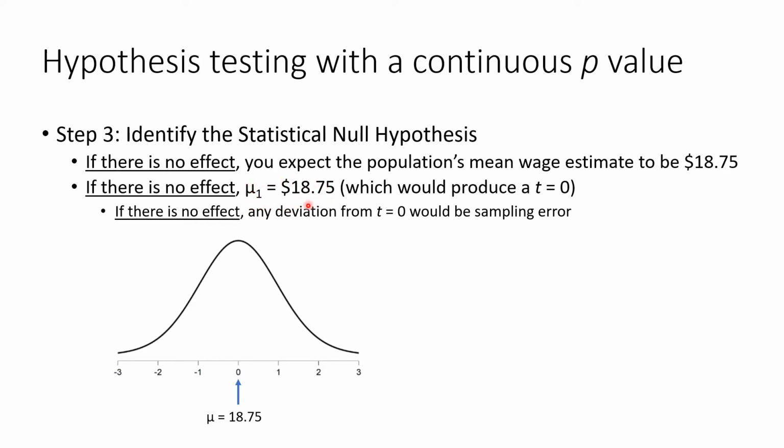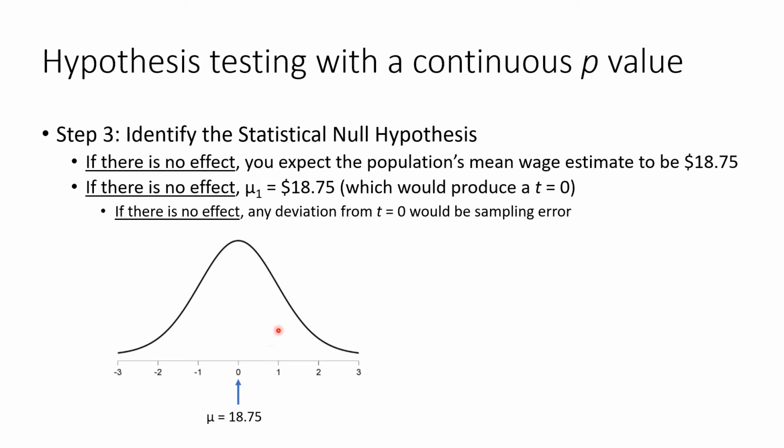Now, if you get a mu of 18.75, that means that you would get a t value of exactly 0. We'll see that when we start looking at the equation, but a t value is very close to a z value. If the null hypothesis is true, you would expect to get a t value close to 0. And you can see that down here in the curve. This is a t curve. It looks very much like a z curve.